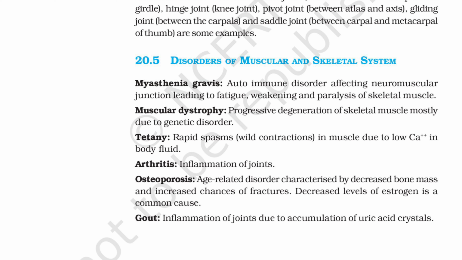Osteoporosis, age-related disorder characterized by decreased bone mass and increased chances of fractures. Decreased levels of estrogen is a common cause. Gout, inflammation of joints due to accumulation of uric acid crystals.